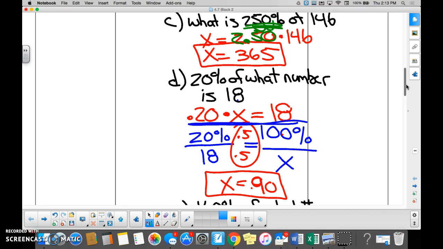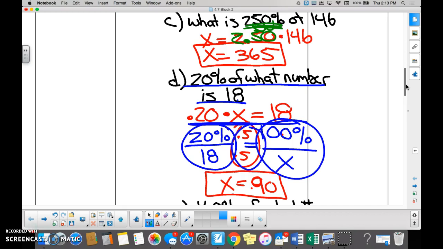So we just set up a proportion because we knew 20% of what number is 18. We knew that 20% was 18. And we knew that 100% of some number would be that number. Are they proportionate? Yes. Sure are. We found our bubbles. We solved just like we've been doing for like 2 months now.